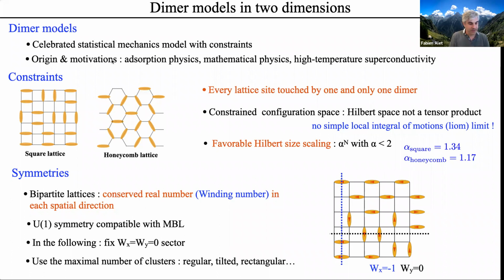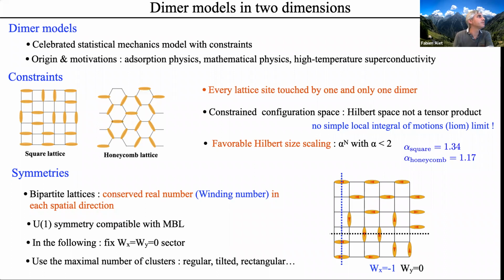And the one I will be discussing is a dimer model. It is celebrated in statistical mechanics for many reasons. There are actually reasons in the 30s, almost 100 years ago, in mathematical physics. Also, the quantum dimer model was introduced in the context of high-Tc superconductivity. But here we will use it for 2 reasons essentially, which I will discuss now. We will try to use it to do MBL.